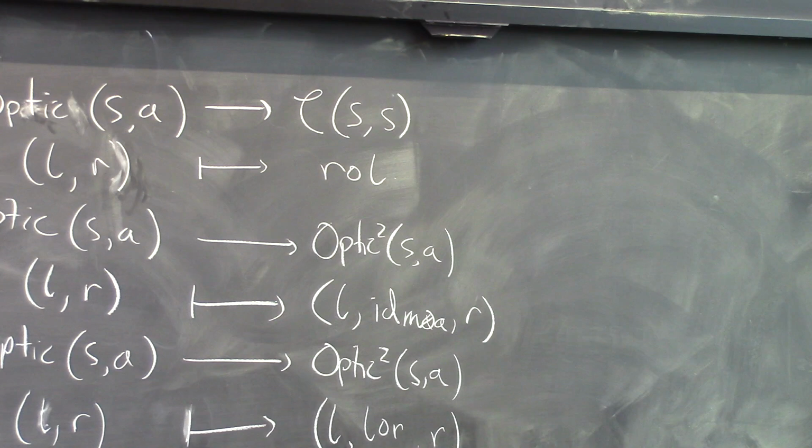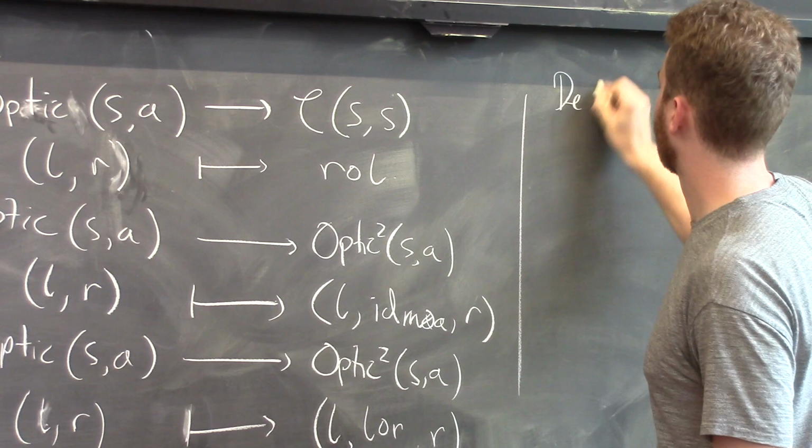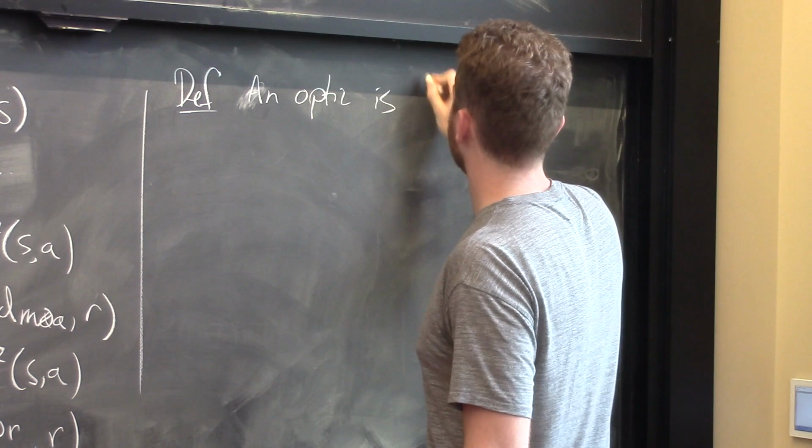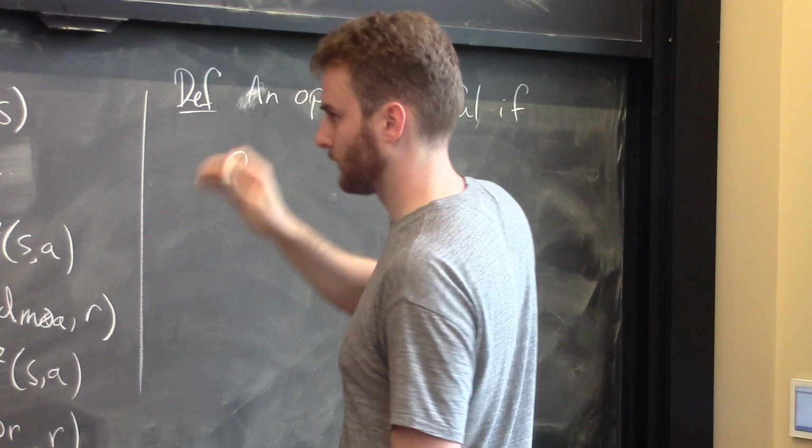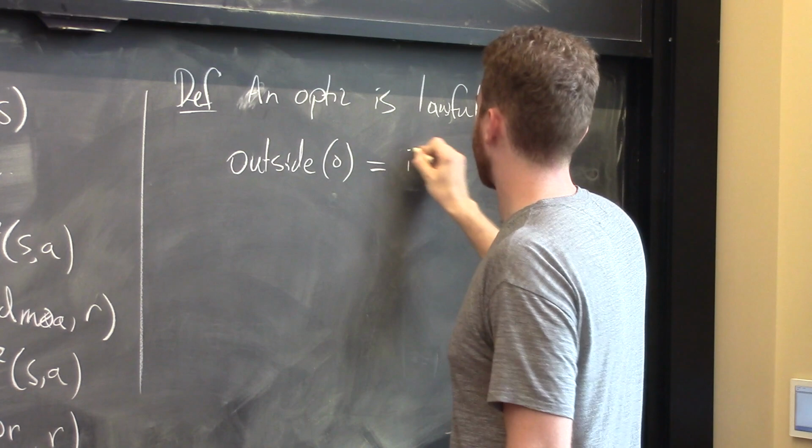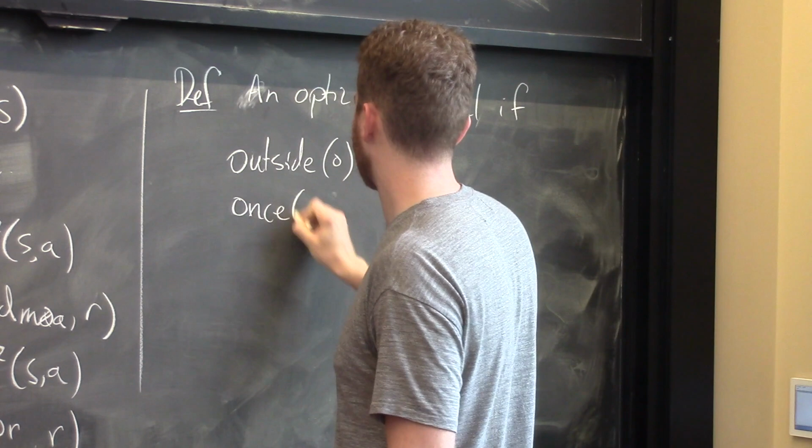So using these maps, I can now tell you what the notion of lawfulness for an optic is. An optic is lawful if we compose through the outside, we just get the identity on S, and using the optic once is the same as using the optic twice.